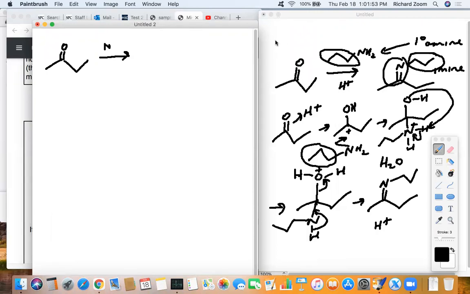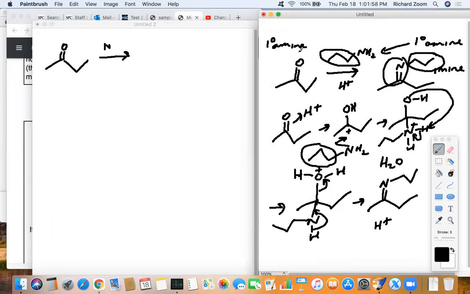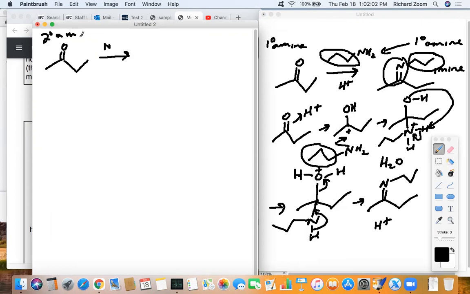So remember, this was all primary amines. This is now a secondary amine that we're going to be dealing with here. Now, what makes it secondary? Well, what makes it secondary is the fact that it's got 2 alkyl groups attached to the N instead of 1. So we've got an NH here and not NH2.